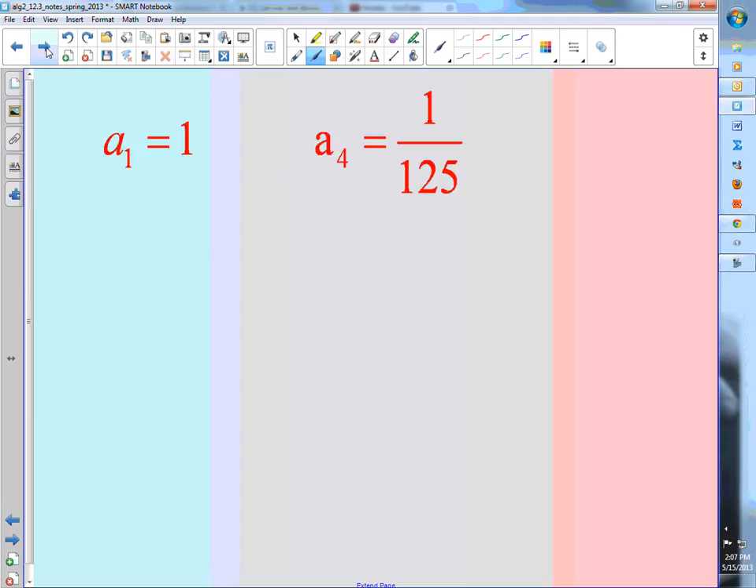I just want to write the rule for this. Okay, I want the rule, in other words, my answer is going to be A sub n equals. What is it that we're missing to write the rule? The ratio. So we know the first term is 1. We don't know what the ratio is to the n minus 1 power.